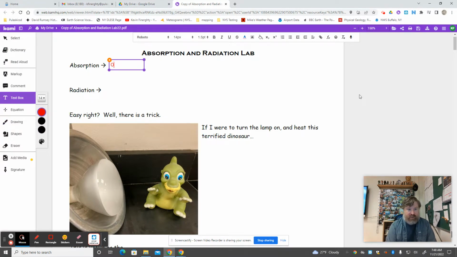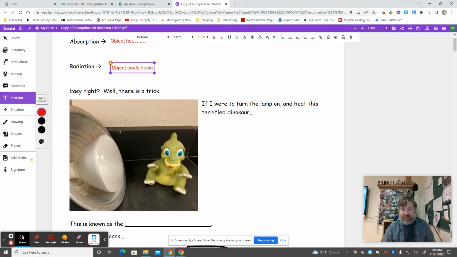Absorption will be when the object heats up, so it's taking in energy. Radiation is going to be when the object cools down because it's releasing its energy. And hidden within that, that's really the key to what we got to see here: when things cool down, it's an energy transfer out. Energy doesn't get destroyed in this process.